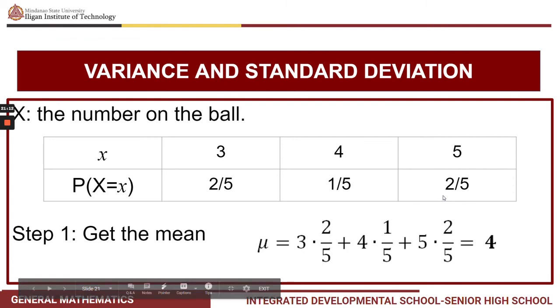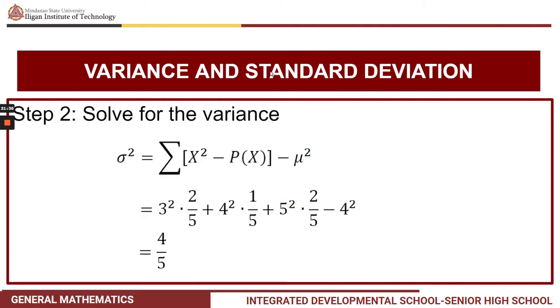Next, to get the variance and standard deviation, we need to get the mean first, no? So, in getting the mean, diba, we just multiply each value to its corresponding probabilities. We have 3 times 2/5, 4 times 1/5, until 5 times 2/5. So, if you add them all, we get 4, no? Now that we have the mean, we can now solve the variance. So the variance is just the square of each value times its corresponding probability, and then you add them all, subtracted by the square of the mean, you get 4/5.